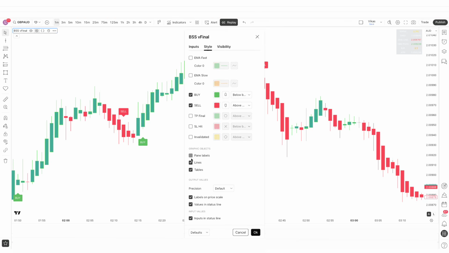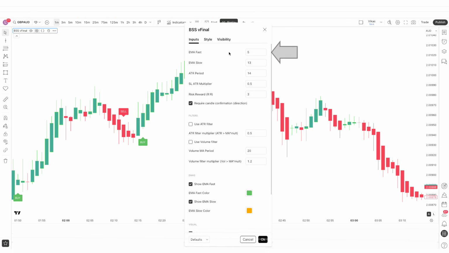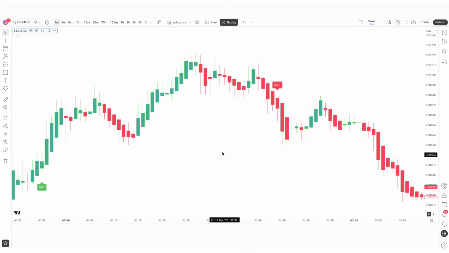First, we have to keep these options hidden, and we change EMA fast option 5 to 14, and after that change EMA slow 13 to 21. And here everything is fine after that. Click OK. Now we'll add one more indicator to make this strategy more powerful.